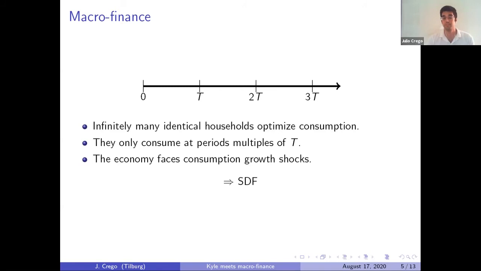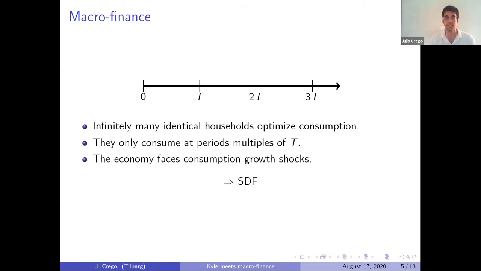And then in these periods, there are infinitely many identical households which optimize consumption. And there is some aggregate consumption growth which they face. And therefore, we have an SDF, a stochastic discount factor. Now, the stochastic discount factor, I think, is the only thing we take from the macro finance model. So in this presentation I'm just going to keep the stochastic discount factor, and I will talk about the macro finance at the end.